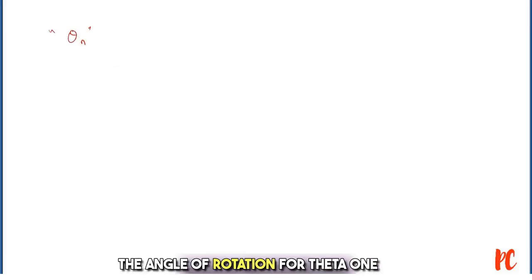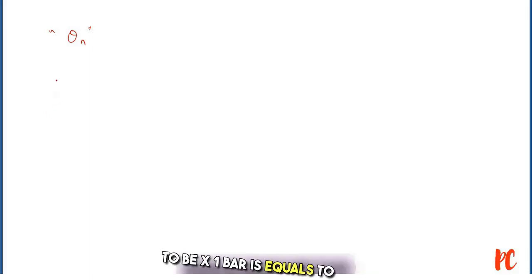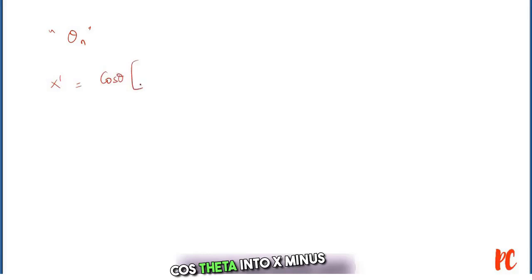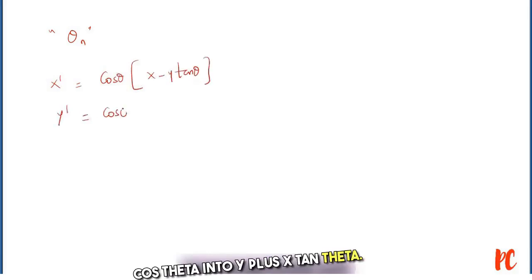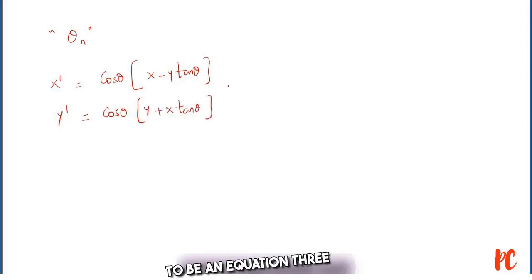Now since we are talking with respect to the fixed angle of rotation, let theta n be the angle of the sine and cosine signals, calculated at an initial value of theta reaching 0 by constant rotation. The angle of rotation for theta 1 to theta n makes the equation x1 bar equals cos theta times (x minus y tan theta). Similarly, y bar equals cos theta times (y plus x tan theta). Let me consider this part to be equation 3.